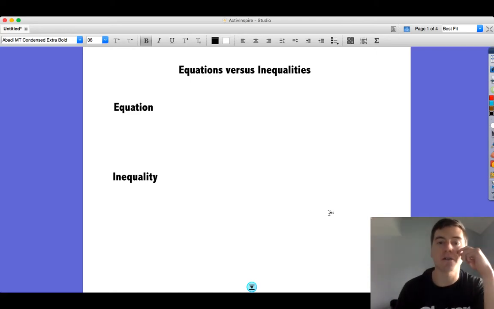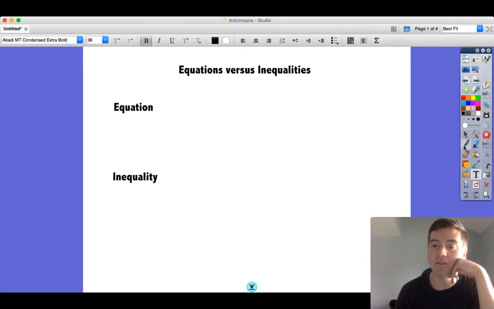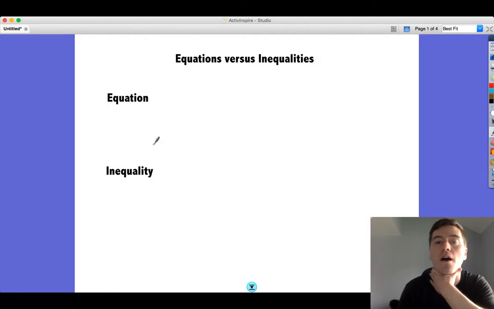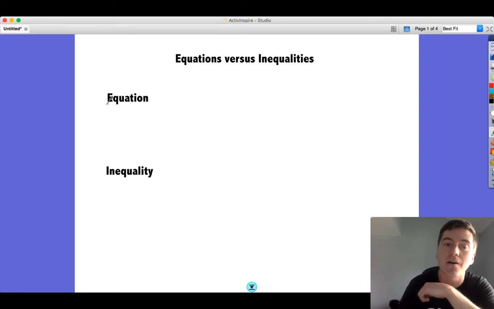Okay, we're here to talk about inequalities. And you've probably seen inequalities before, so I'm going to try and make it fairly quick. So, first off, we're going to talk about what is the difference between an equation and an inequality. And you can see it kind of in the name here.